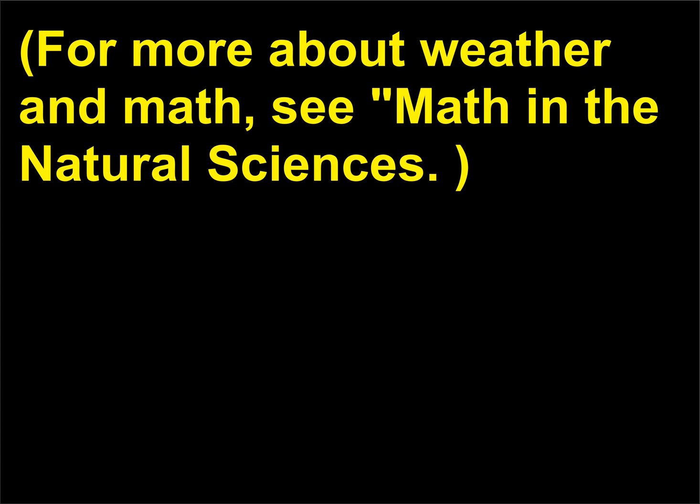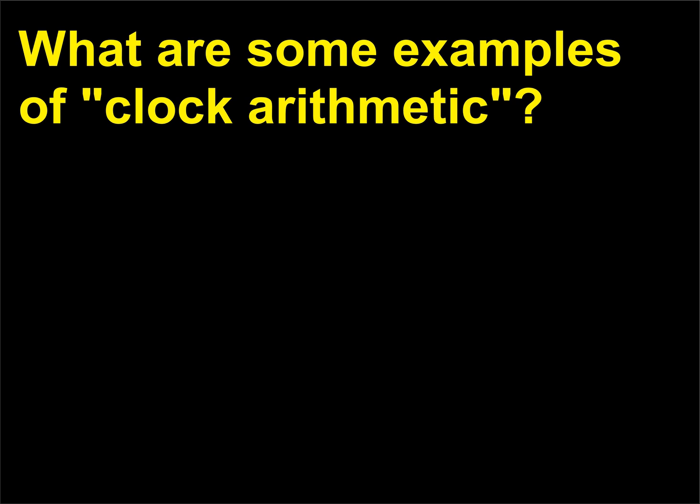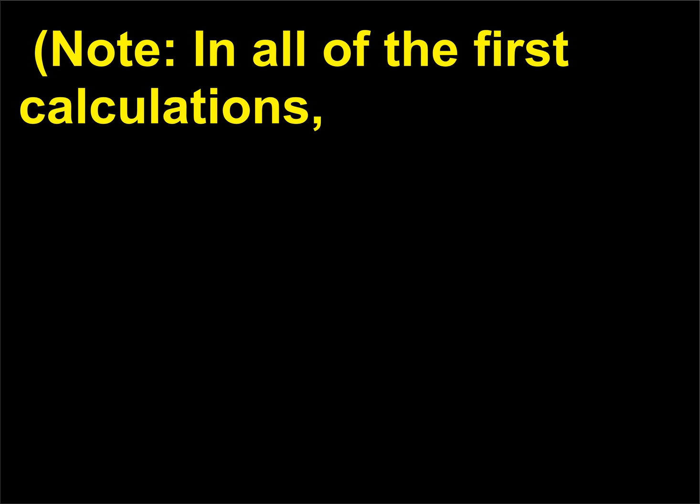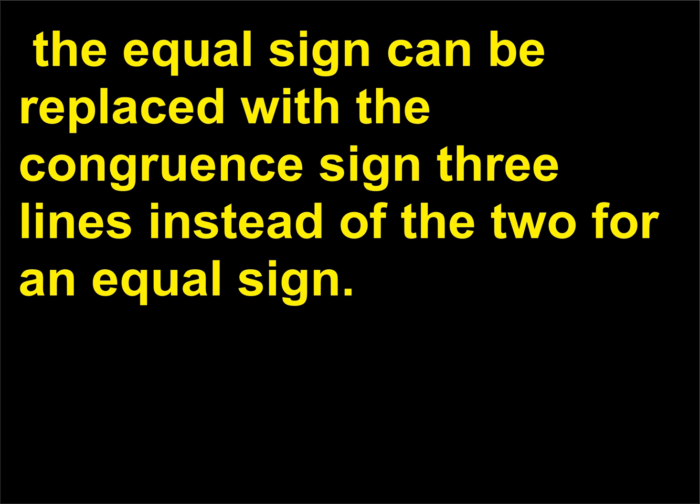What are some examples of clock arithmetic? As stated above, the clock would be considered arithmetic modulo, with calculations including such statements as shown below. Note, in all of the first calculations, the equal sign can be replaced with the congruence sign, 3 lines instead of the 2 for an equal sign.